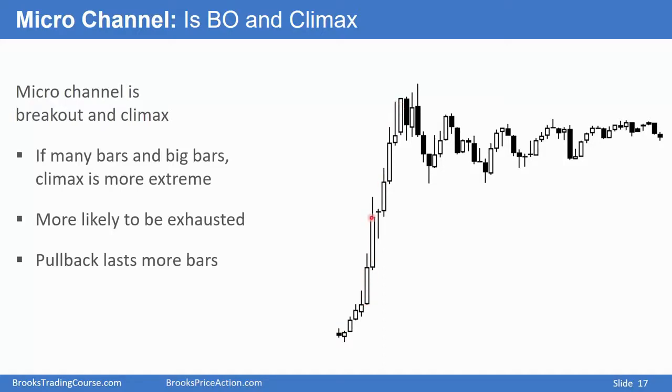I view this pair of bars as a buy climax. Then we have a pause. Then we have another buy climax here, and then a pause. And then another buy climax up here. So it's a series of consecutive buy climaxes without a pullback.